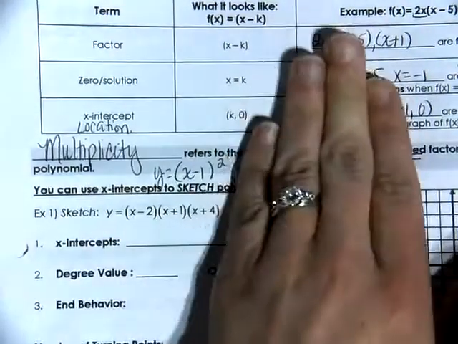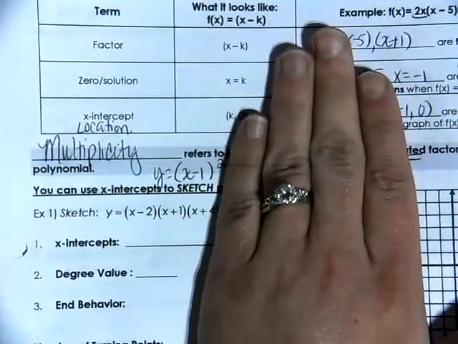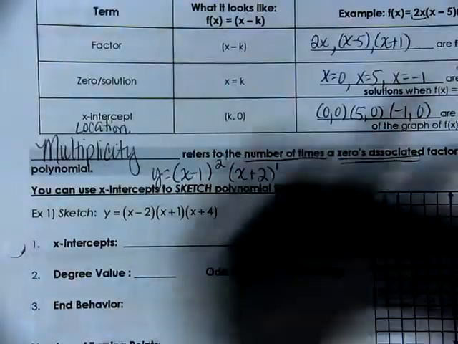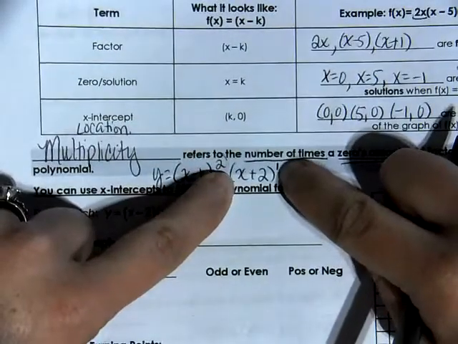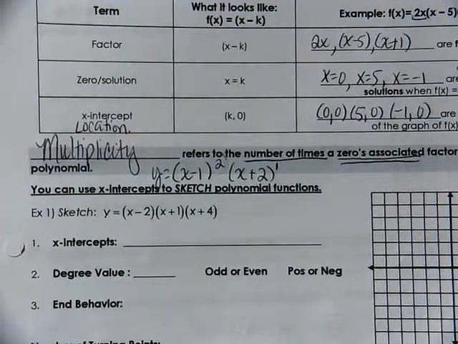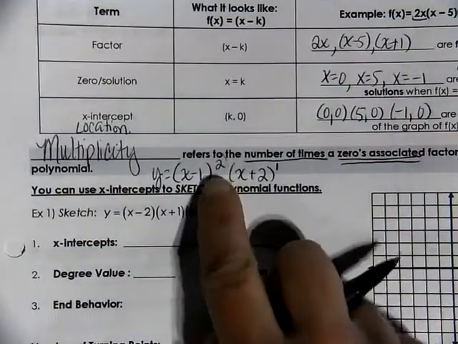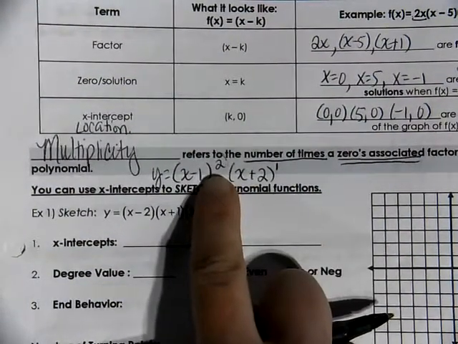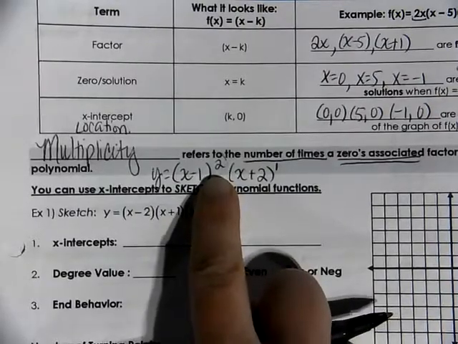So if we had just had x minus 1 squared, that's a quadratic function. But as soon as we add x plus 2 as an additional factor, now this becomes a degree of 3 based on the fact that we have one parenthesis that is being multiplied by itself twice.